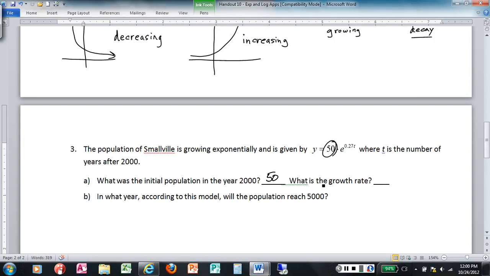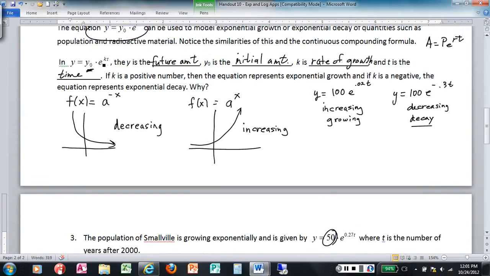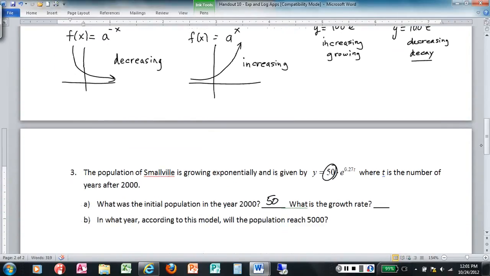What is the growth rate? Well, the growth rate, if we refer back to this, was the k. So it's what's times the t in the power there. In this case, I've got 0.27. That's our rate. Well, usually we give rates in percentages, so if I change 0.27 back to a percent, going the other way, it'd be 27%. That's our growth rate. So this town's growing pretty nicely. 27% growth rate. All right.